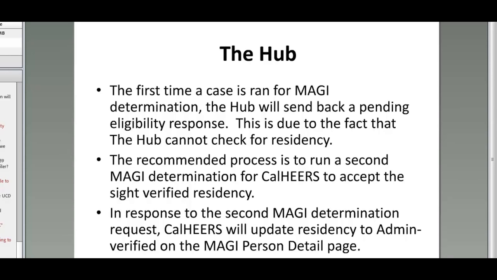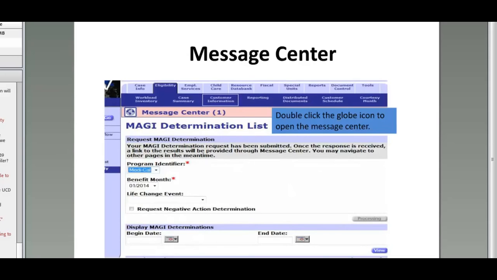This is when the message center appears once the MAGI determination results have been completed. The message center is both case sensitive and worker sensitive. Ideally, these will come back within seconds upon requesting MAGI determination. In the event that there is a lag in response, the message center will show for 1 day upon the receipt of the determination. It will also show on the page you are currently working in or out of the case. The message will automatically drop at the end of the day.